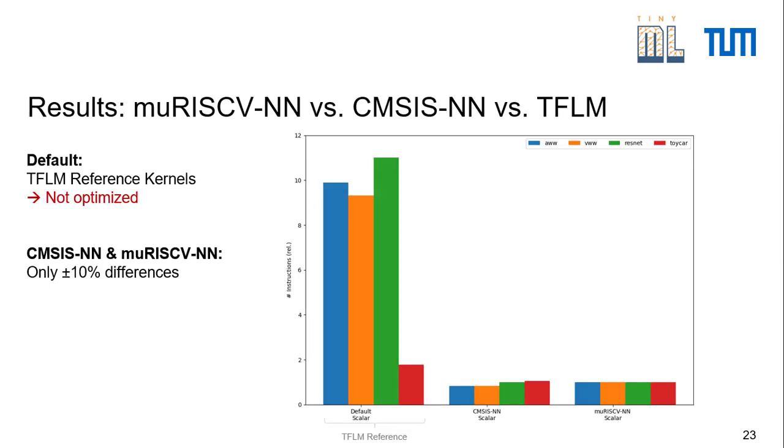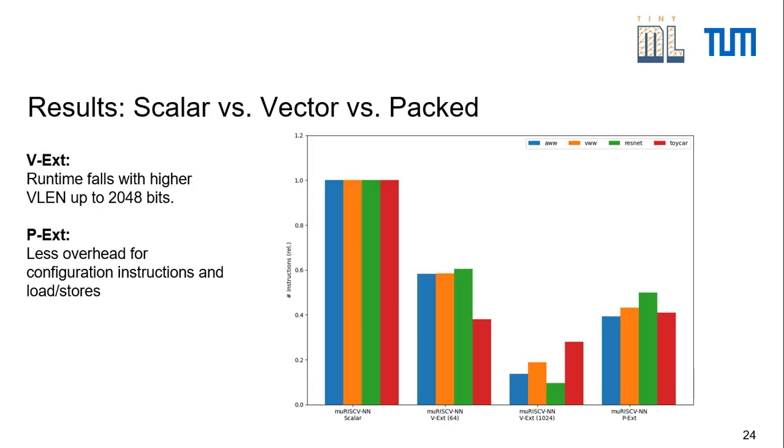So this slide compares the scalar version of muRISCV-NN and CMSIS-NN with the reference kernels of TF Lite Micro. It can be seen that it's an obvious choice to use an optimized neural network kernel library instead of the unoptimized TF Lite Micro reference kernels. If we only compare CMSIS-NN and muRISCV-NN here, we can see that the differences are very marginal and less than 10%.